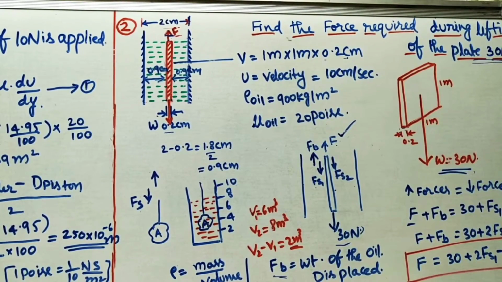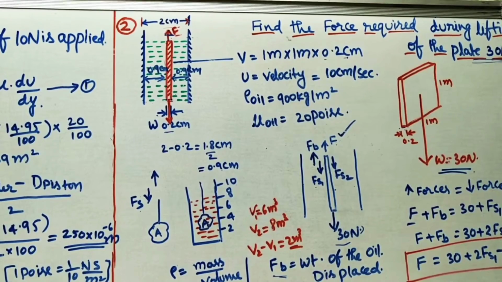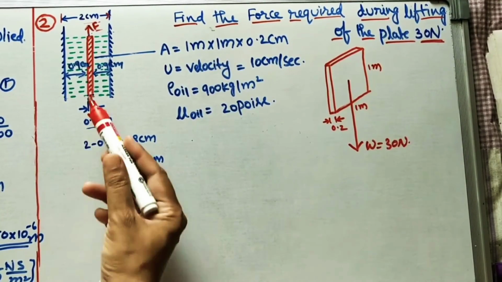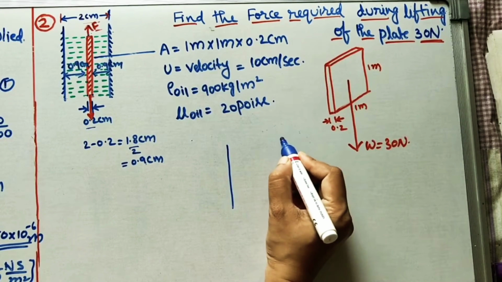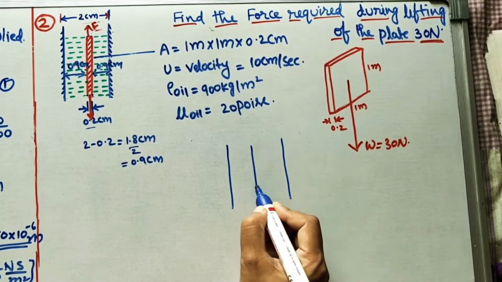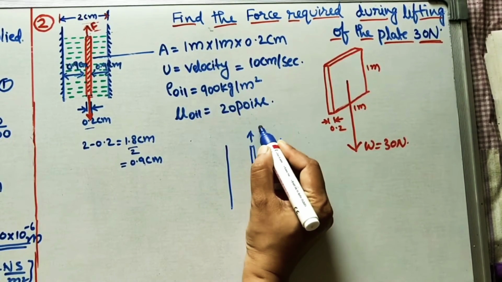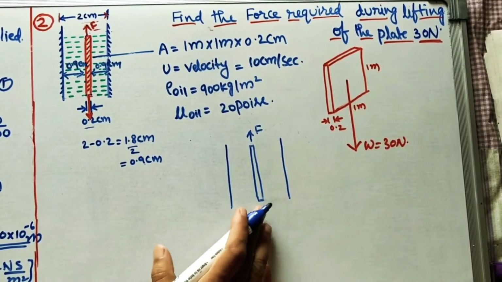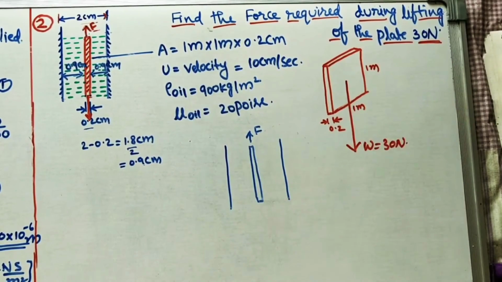Okay. Now here first we have to take what are the forces acting on this plate. We need to find the force for lifting this plate. Now if we do the diagram here separately, this is the plate. We need to find this force. For finding this force, we have to first consider what are the forces acting on this plate. First one is the weight of the plate, 30 Newton.